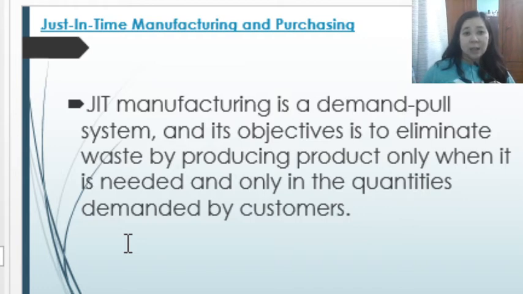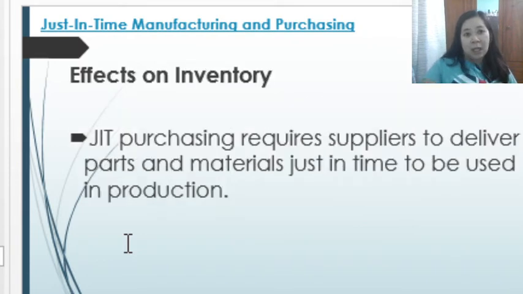The objective of JIT manufacturing is to eliminate waste, because here they want to produce only when it is needed and only in the quantities demanded by the customers. Therefore, excessive inventories and lead time will be reduced. So if just-in-time manufacturing and purchasing is implemented, what will be the effect on our inventory? Some of them were mentioned earlier.